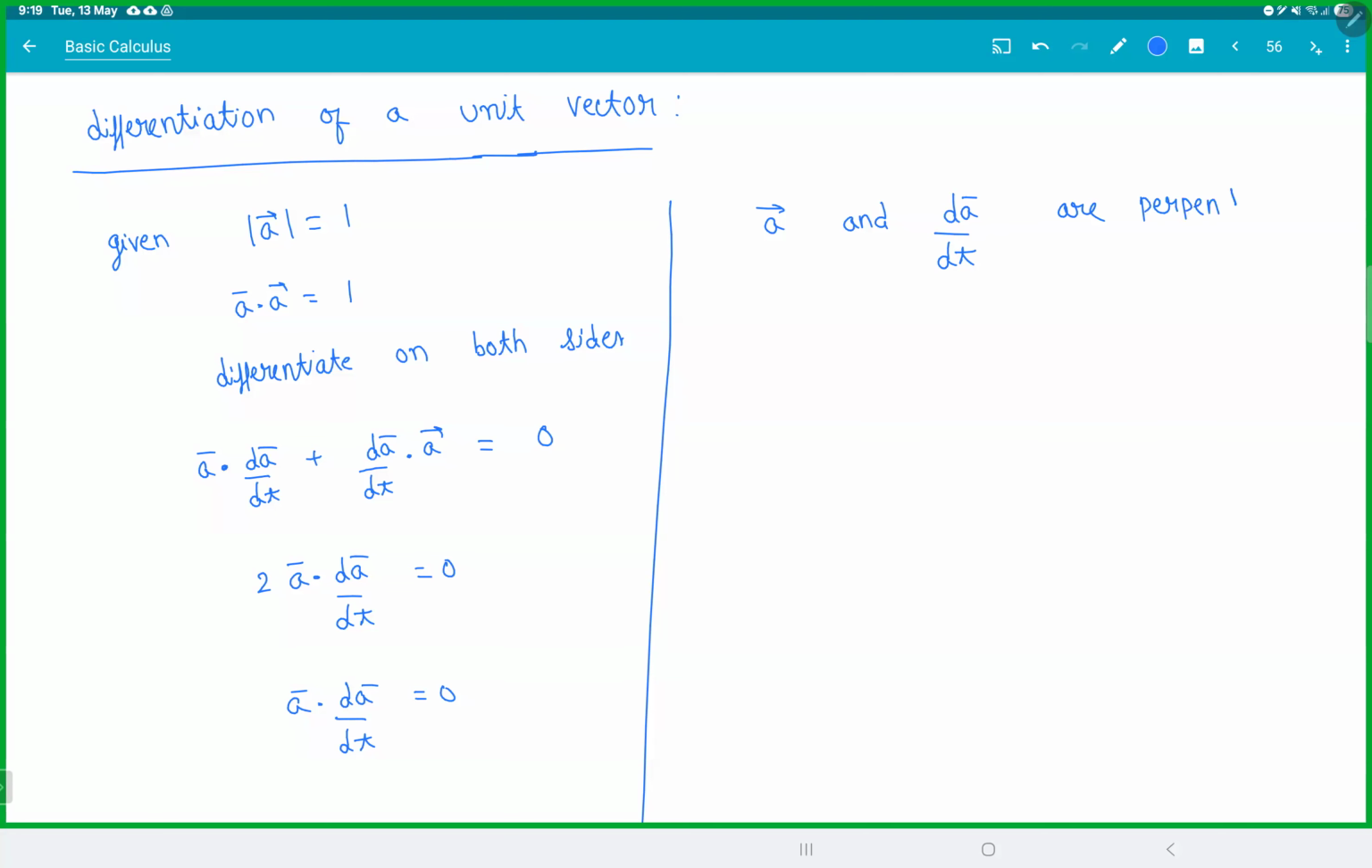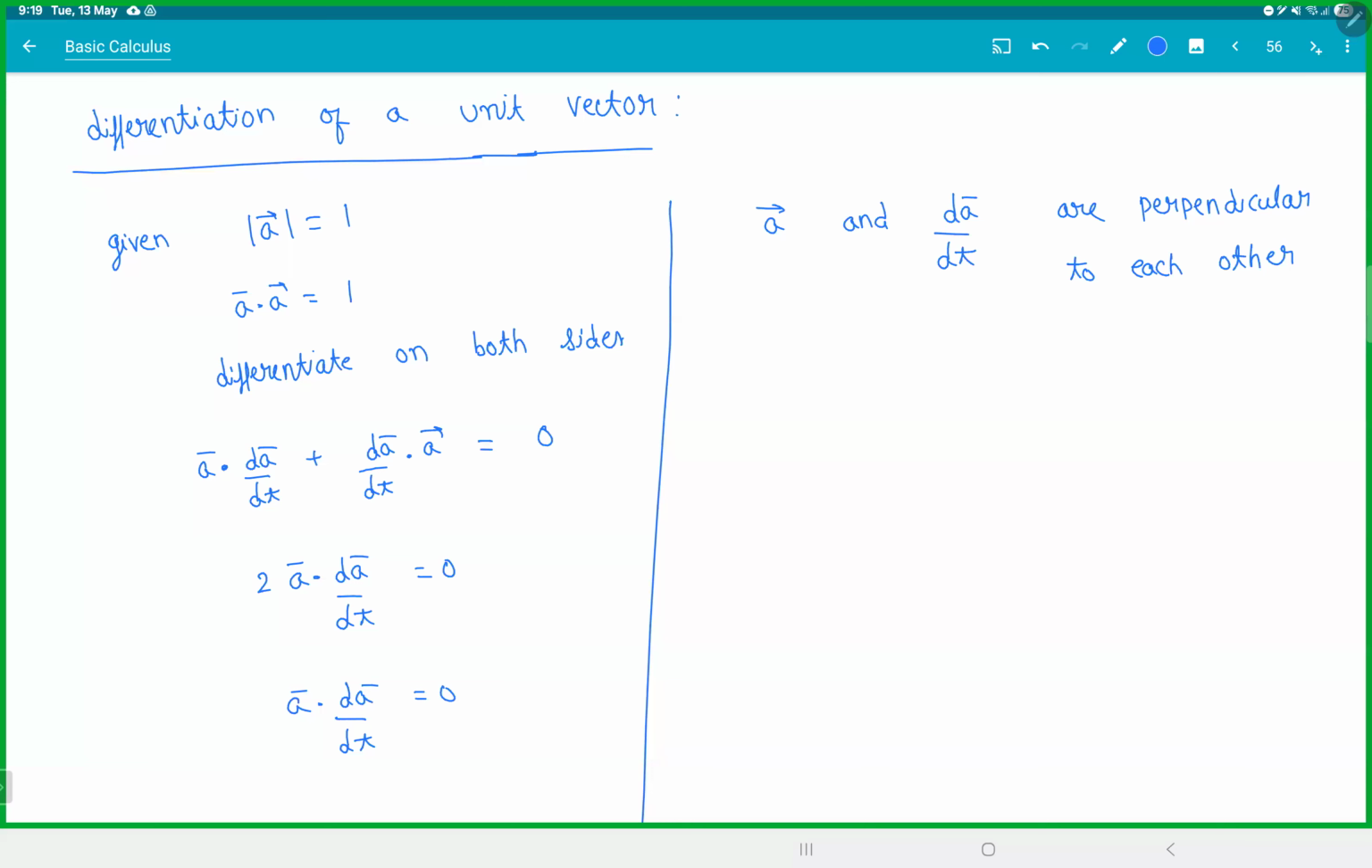Remember, this is valid only because it's a unit vector in this case, are perpendicular to each other. There, we proved something really interesting. So every time you differentiate a vector, it becomes perpendicular. This is completely a mathematical proof. You just differentiated and proved it. But there's a way to think why this happens.